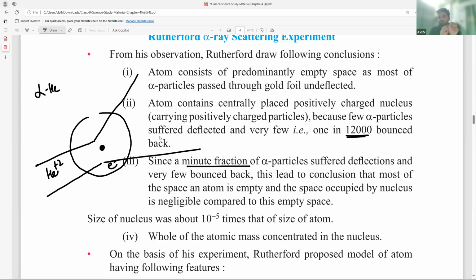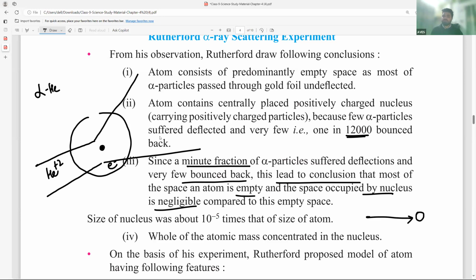Got it? Since deflections are very few, this leads to the conclusion that most of the space in the atom is empty and the space occupied by the nucleus is negligible. He said the nucleus is very, very small, but the whole mass of the atom is concentrated there, because it is a very hard and dense substance through which alpha particles cannot penetrate.